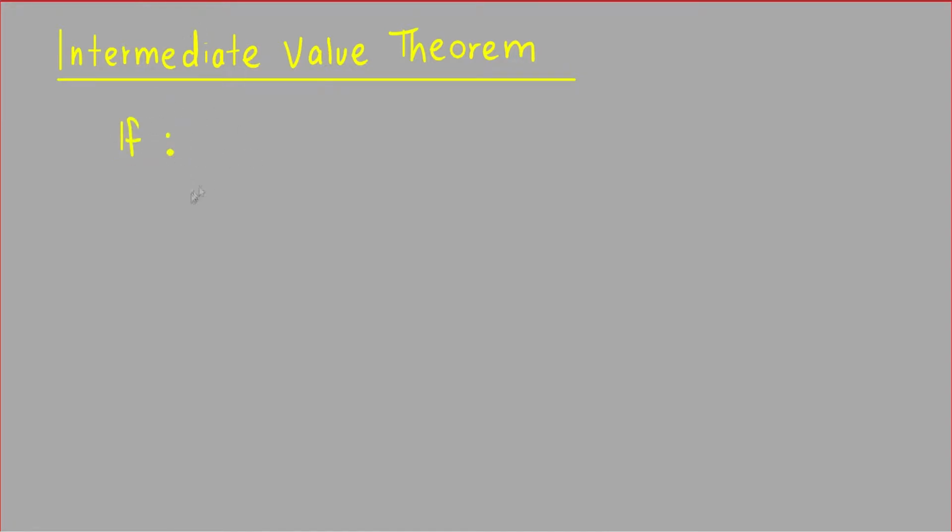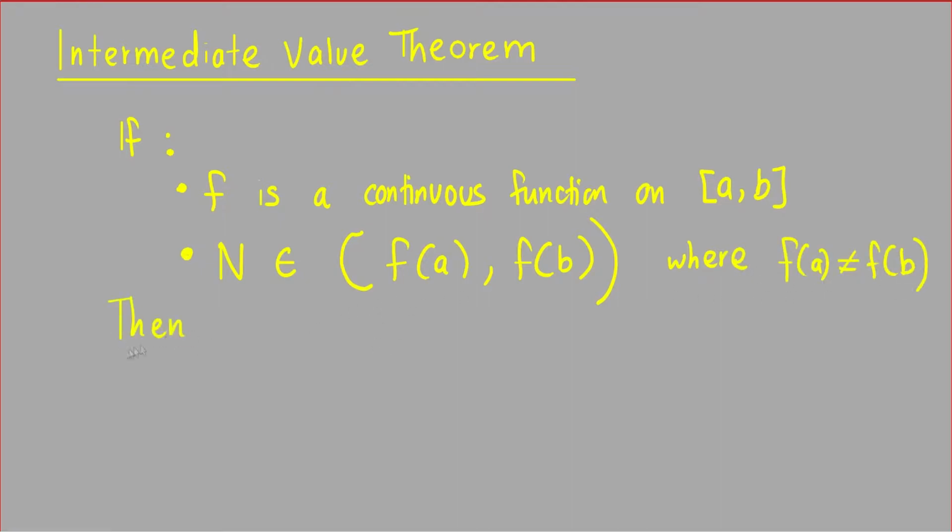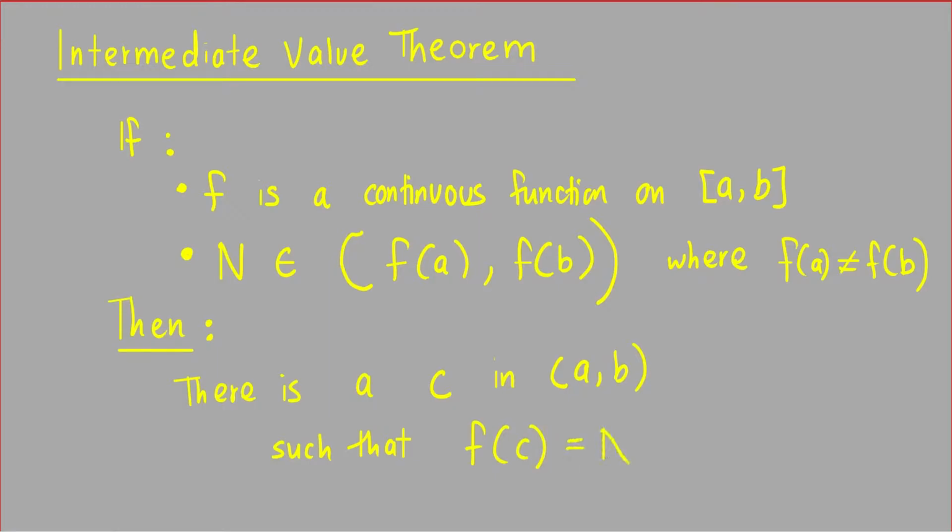The Intermediate Value Theorem states that if f is a continuous function on some closed interval [a, b], and there is an n that exists between f evaluated at a and b, the two endpoints of the interval, and f of a does not equal f of b, then we must have that there is a c in the open interval (a, b) such that f of c is equal to that n.